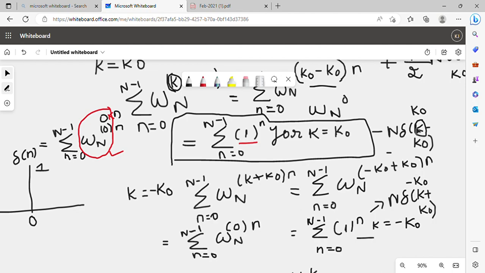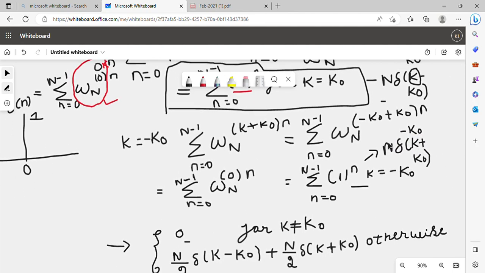This is delta of 0. I'm really sorry if I have told it as gamma. It is delta of 0. So delta of 0 becomes equal to 1. Here also delta of 0 becomes equal to 1. Right? That is why we are going to write it like this.